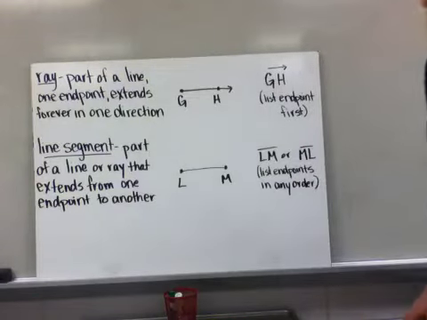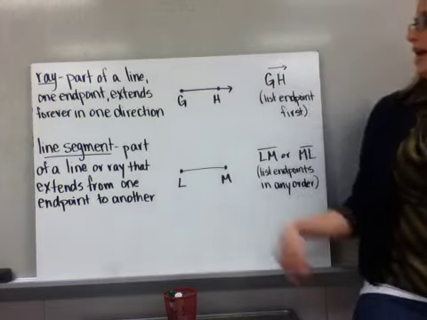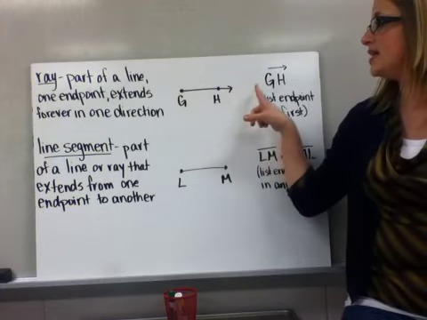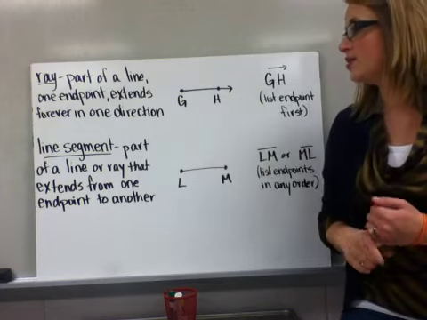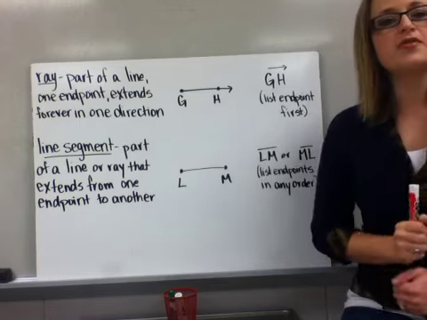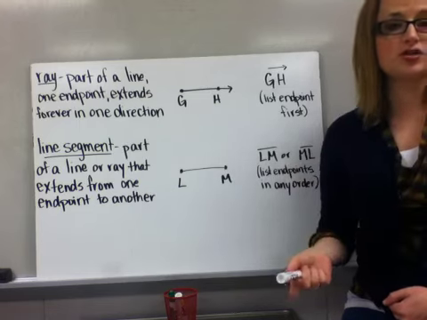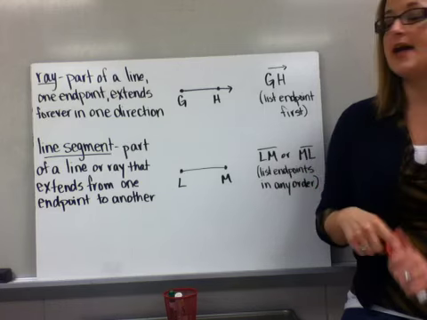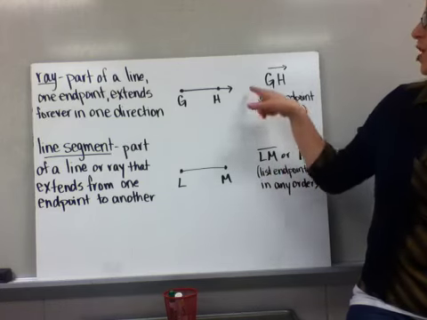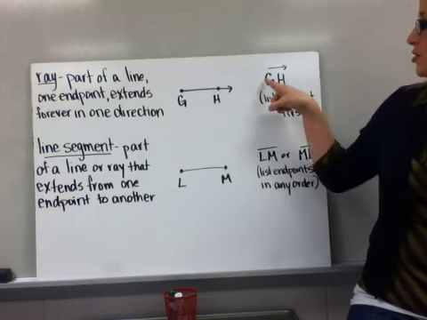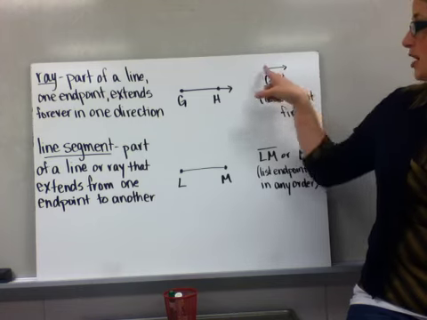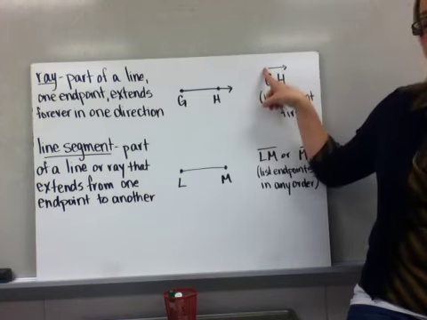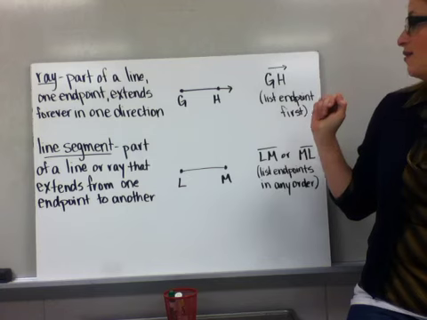For a ray, this is a portion of a line. It has one endpoint and it extends forever in one direction. You should be familiar with the word ray from our definition for an angle. You'll see that in coming lessons where the 2 rays are put together to make an angle. The notation for it is you take the points G H and put a ray above it, and notice that it has an endpoint and then an arrow on the other side.